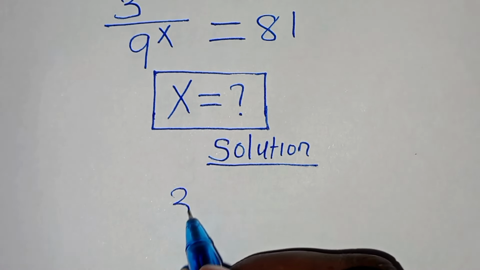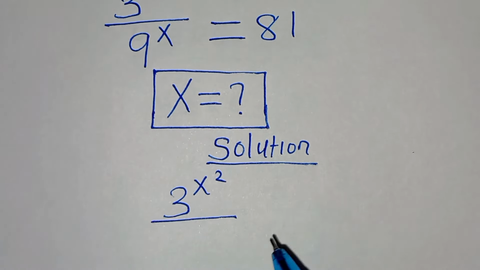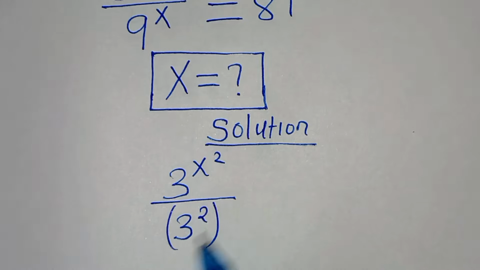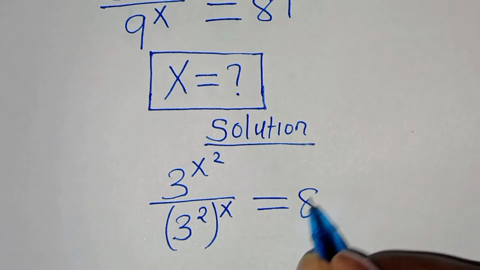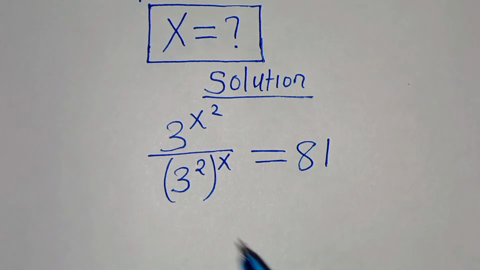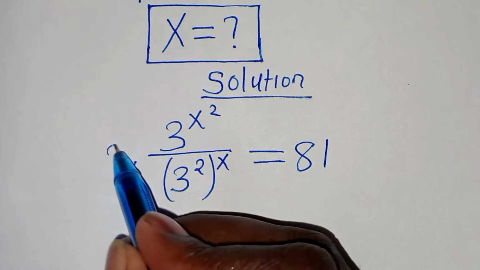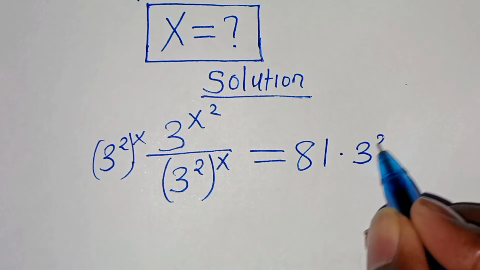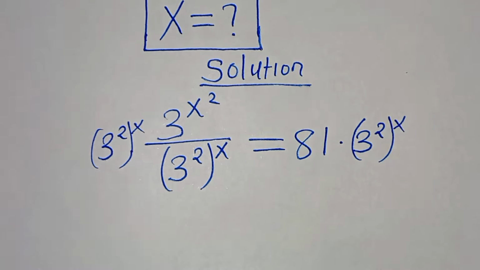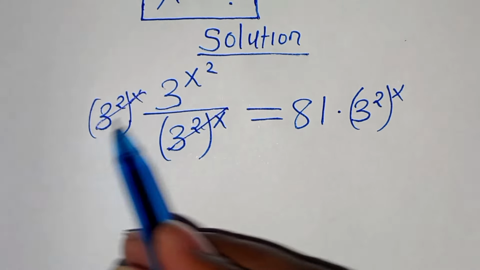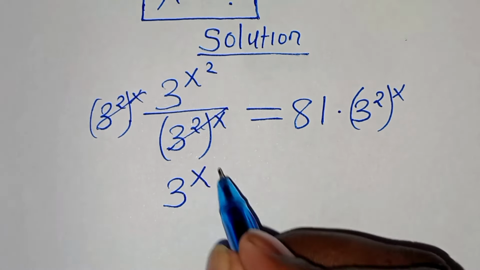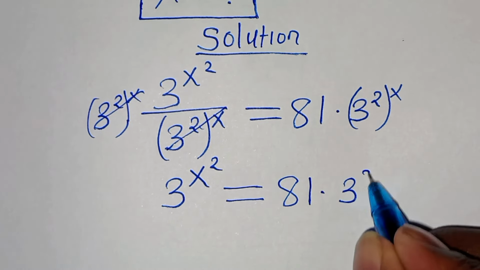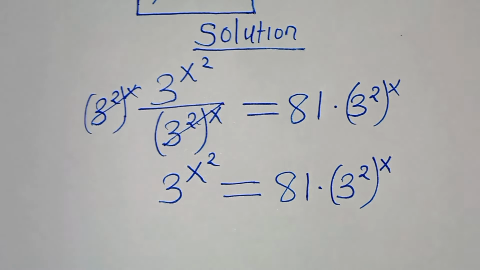We have 3 to the power of x squared divided by 9 to the power of x, which you can express as 3 to the power of 2 raised to the power of x. This is equal to 81. The next step is to multiply both sides by 3 to the power of 2 raised to the power of x. So this simplifies so that we have 3 raised to the power of x squared equal to 81 multiplied by 3 to the power of 2 raised to the power of x.